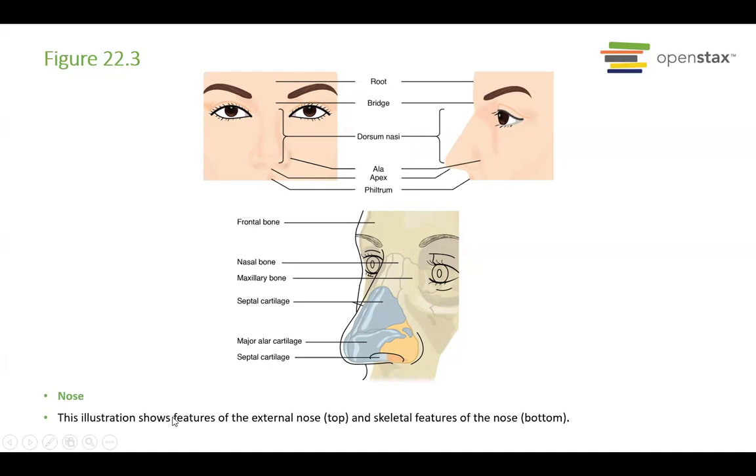So this illustration shows features of the external nose and the skeletal features of the nose. That's made up of cartilage. That's why people do surgeries and modify the cartilage of your nose. But if it was actual bone, it could not be modified. But this is just cartilage.